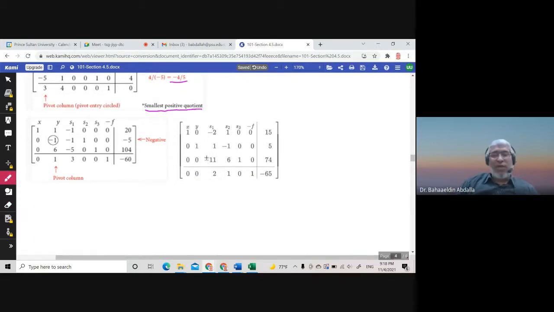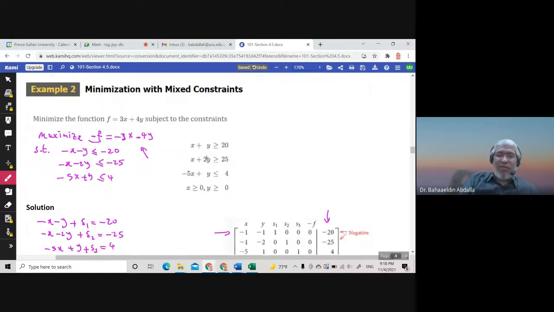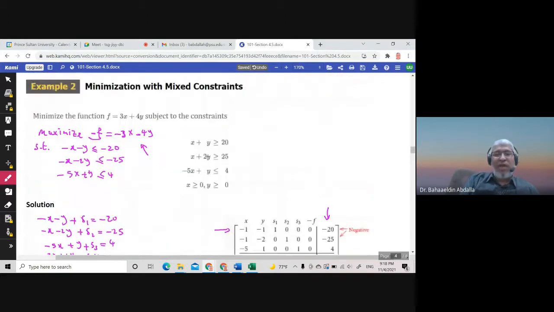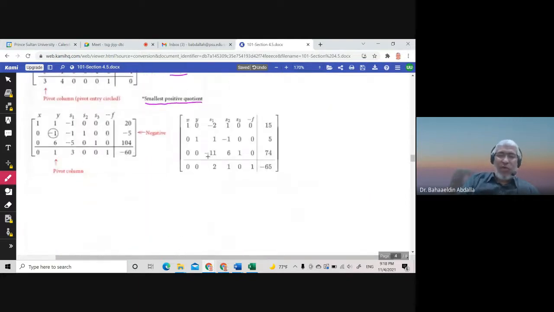That's it. What do we need? We need the minimum of f, not the maximum of negative f. I can tell that the maximum of negative f is negative 65, but I need the minimum of f. So the minimum value of f would be 65. And it occurs when x is a basic variable. So this is the one. So x is 15. y is also basic, and this is the one. So y is 5.